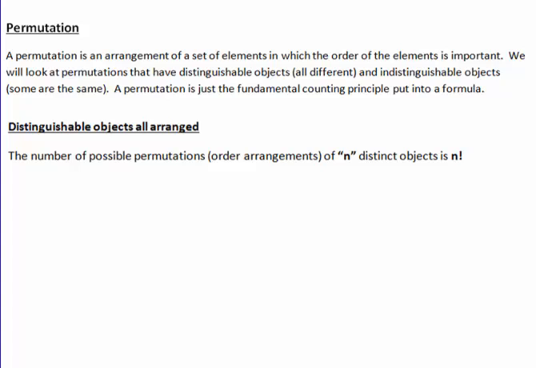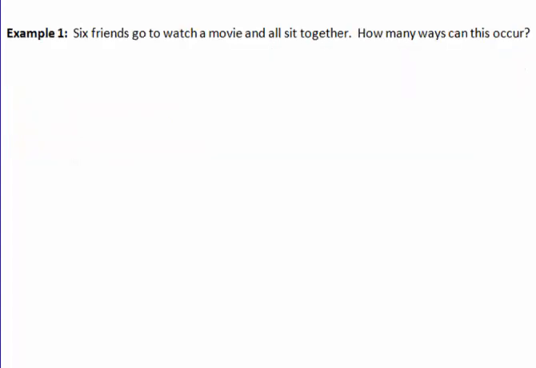So if we had 4 different color cubes, and they're all distinguishable, the number of ways we can arrange them, well, if you think fundamental counting principle, it was 4 times 3 times 2 times 1, which is really just 4 factorial. So if we arrange all of the objects, all n of the objects, then the number of permutations is just n factorial. So let's put this into practice.